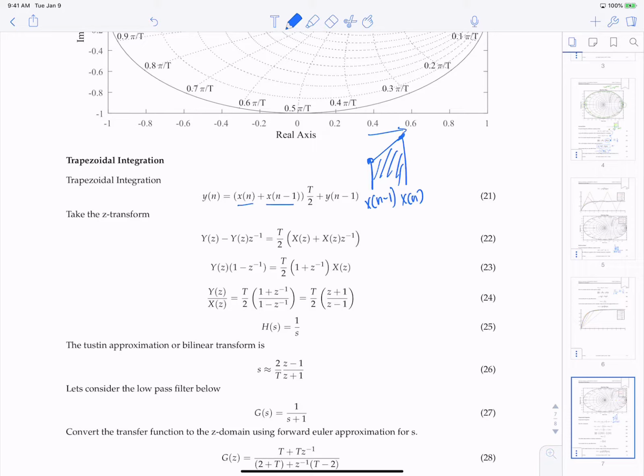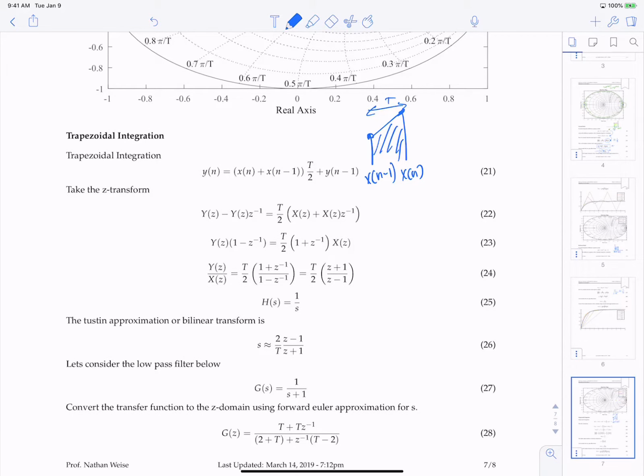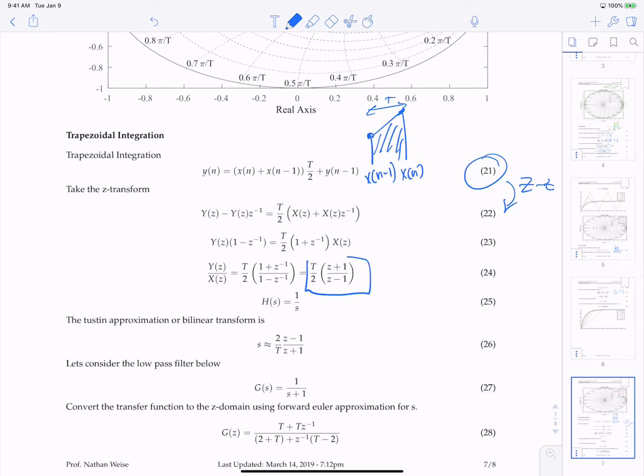The length of time here, of course, is t. That's our t by 2, so we divide by 2. And then we add it to the previous integrator output. So again, that's our trapezoidal integrator. That's equation 21. If we take the z transform, we get 22. If you rearrange and do the algebra, you end up at 24. So this right here is our trapezoidal integrator in the z domain, the transfer function for it.